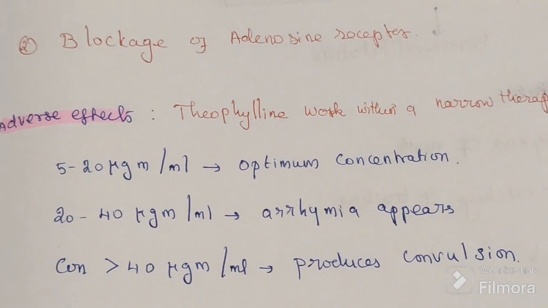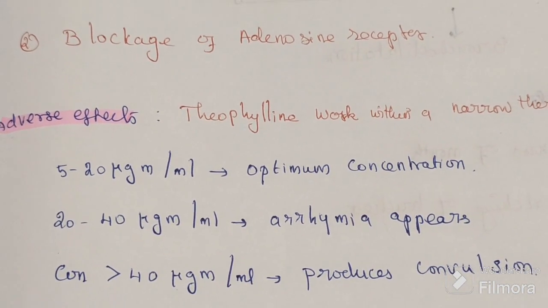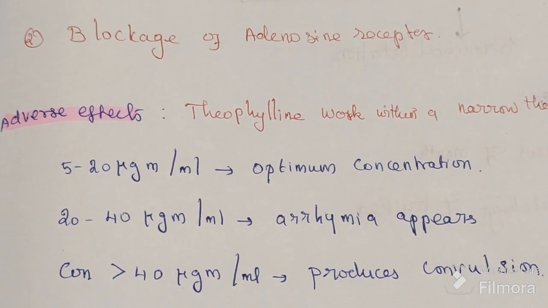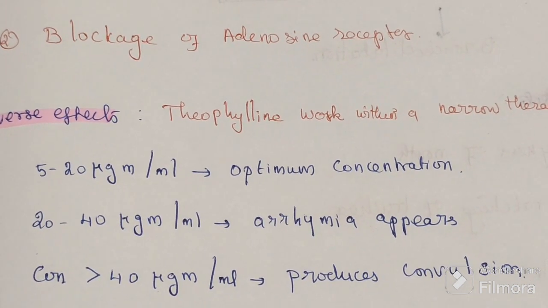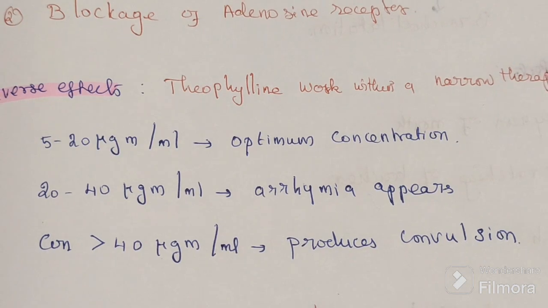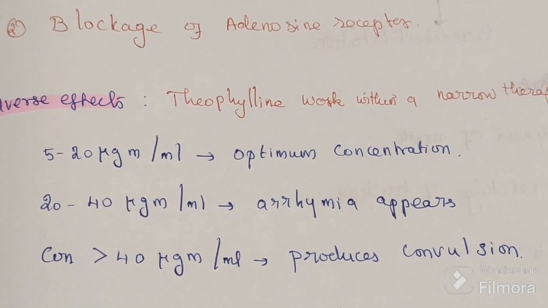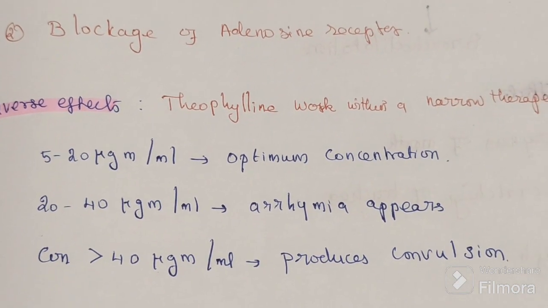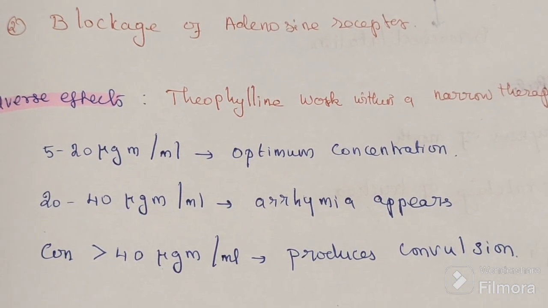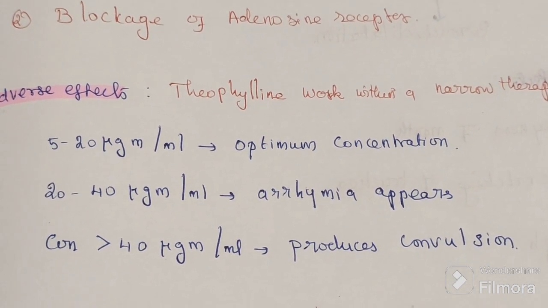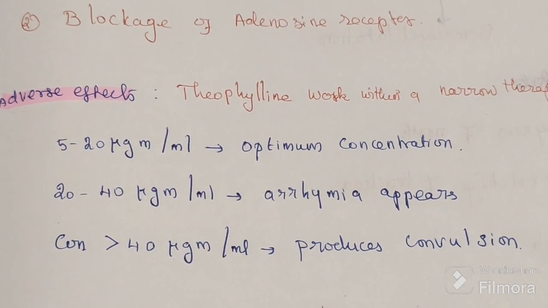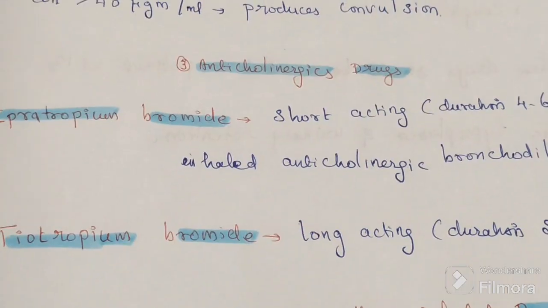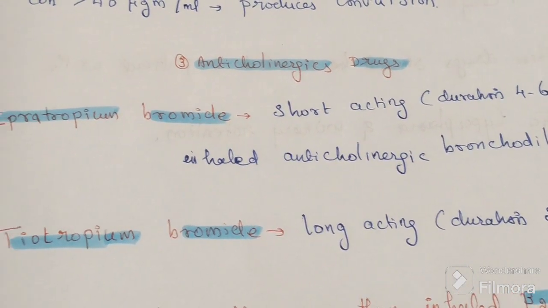Adverse effects depend on concentration. Optimum concentration is 5 to 20 microgram per ml. Arrhythmia at 20 to 40. More than 40 produces convulsions. Third one is anticholinergic drugs.